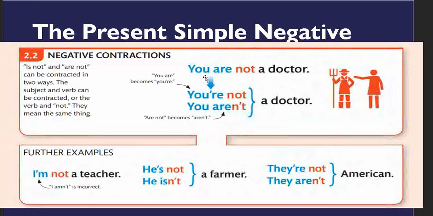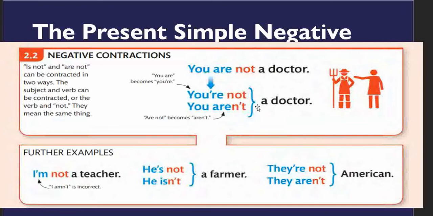Now let us see the construction. You are not a doctor. You are becomes you're. It still has the same meaning. You're not a doctor. Or another way is you keep the you and are as it is, and the o in not is taken away, and an apostrophe is added. So are not becomes aren't. You aren't a doctor. So this is the way we construct.